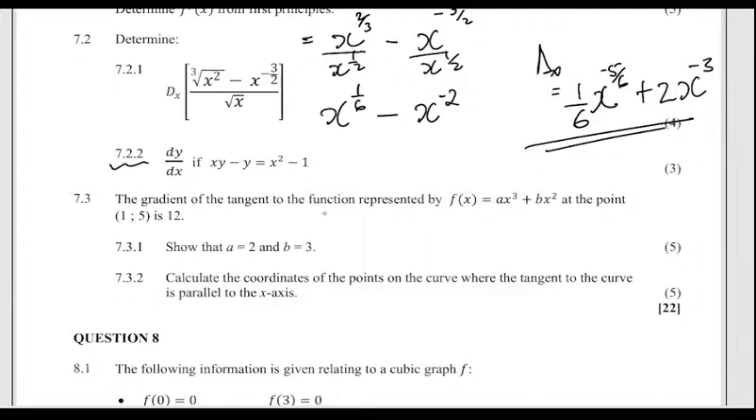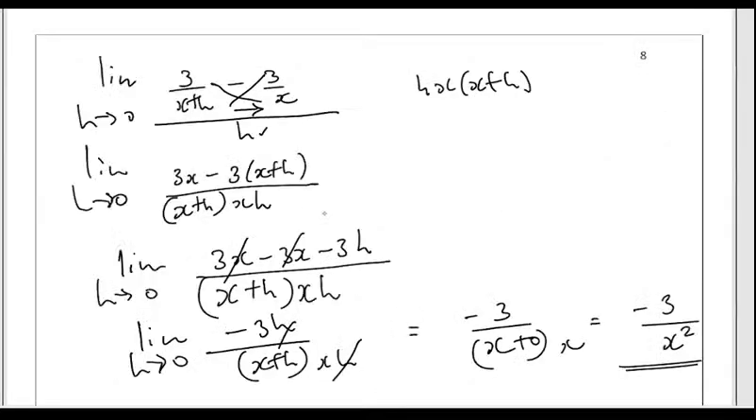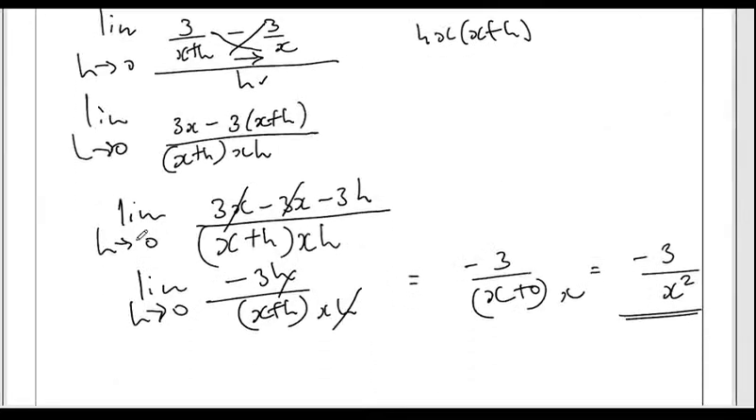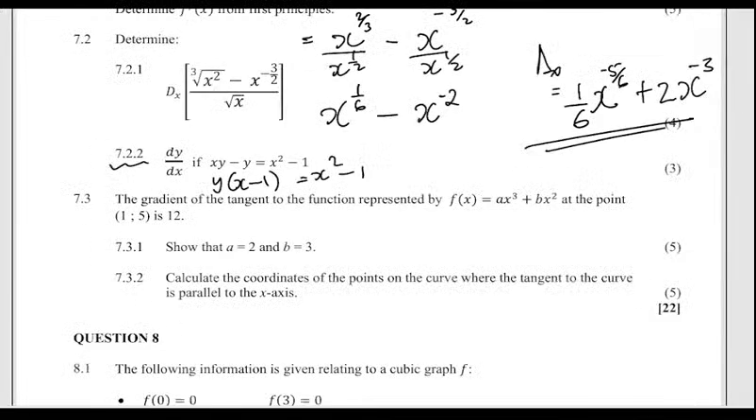7.2.2 must find dy dx if this is that. Step number 1, take out what is common, which is the y. You'll be left with x minus 1 is equal to x squared minus 1. Then we're going to divide both sides by x minus 1. So I'll say, this is 7.2. So y into, we said x minus 1 is equal to x squared minus 1.